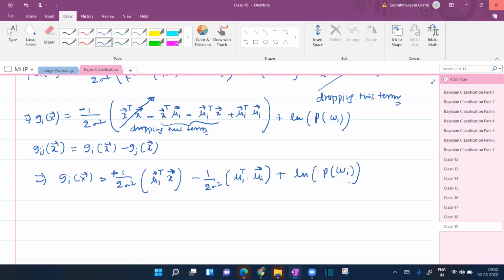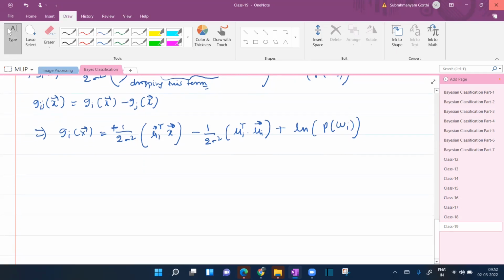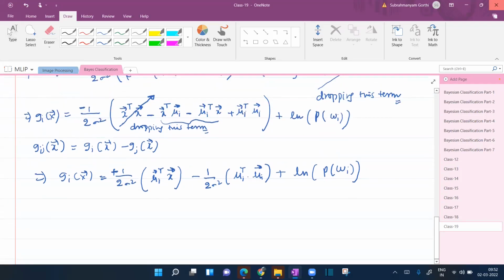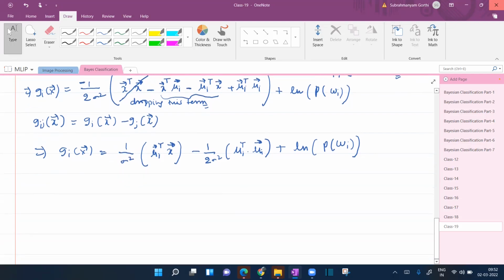Now you could see, sir, here, the 1/2 is extra in the first one. Yeah, good point. Sorry for that. Thanks for pointing it out. Very good. So I'll simply write here 1 over sigma square. Correct? Now it is fine.